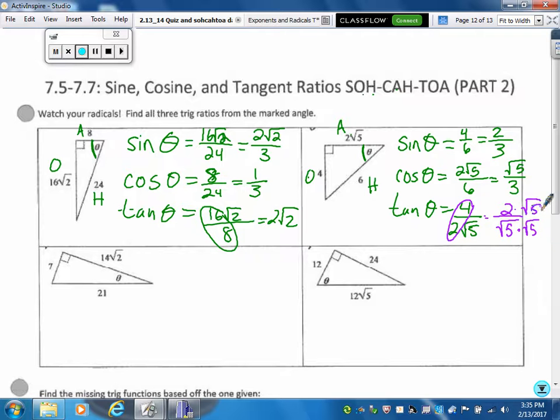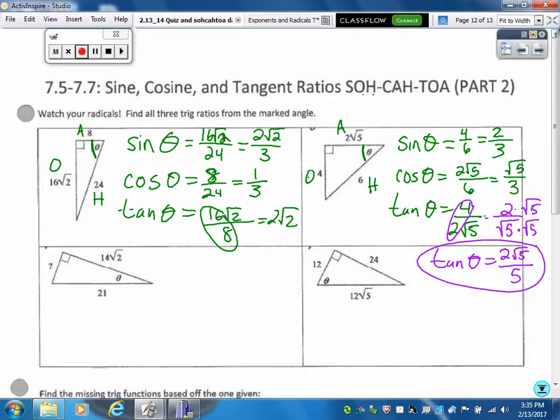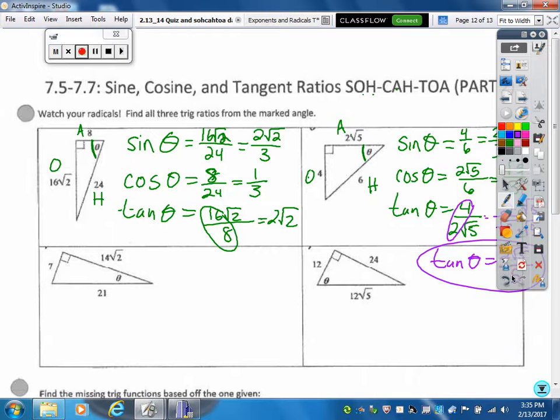Smart work right there. My tangent of theta equals 2 root 5 all over right here. That becomes the root of 25, which is just 5 left over. So the tangent of theta is 2 root 5 over 5. You've got 2 more problems left. I suggest you pause the video, try them on your own, and then skip ahead to the answers. But if you need to, stay right here, and I'm going to work all of them for you.